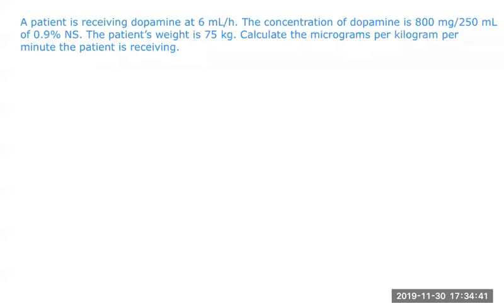So we're first going to look at our endpoint, micrograms per kilogram. And then the other things that this problem gives us are, we have currently running 6 milliliters per hour, and we have a concentration of 800 milligrams per 250 milliliters, and we have the patient's weight at 75 kilograms. So to keep track of what our final endpoint is, we're going to put over here that our endpoint that we're going to want is micrograms per kilograms per minute.